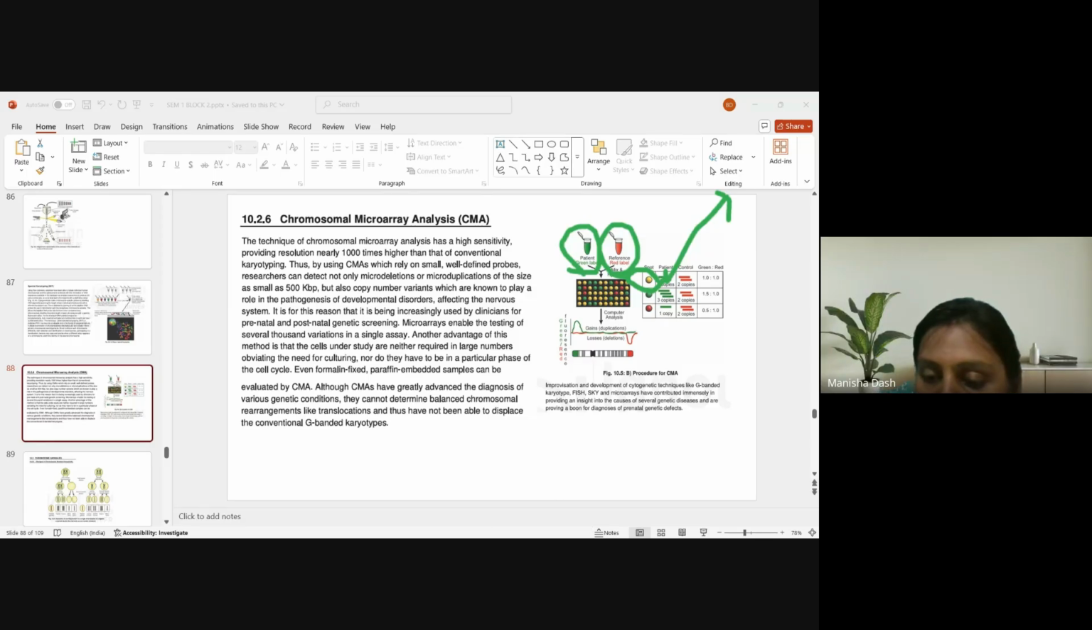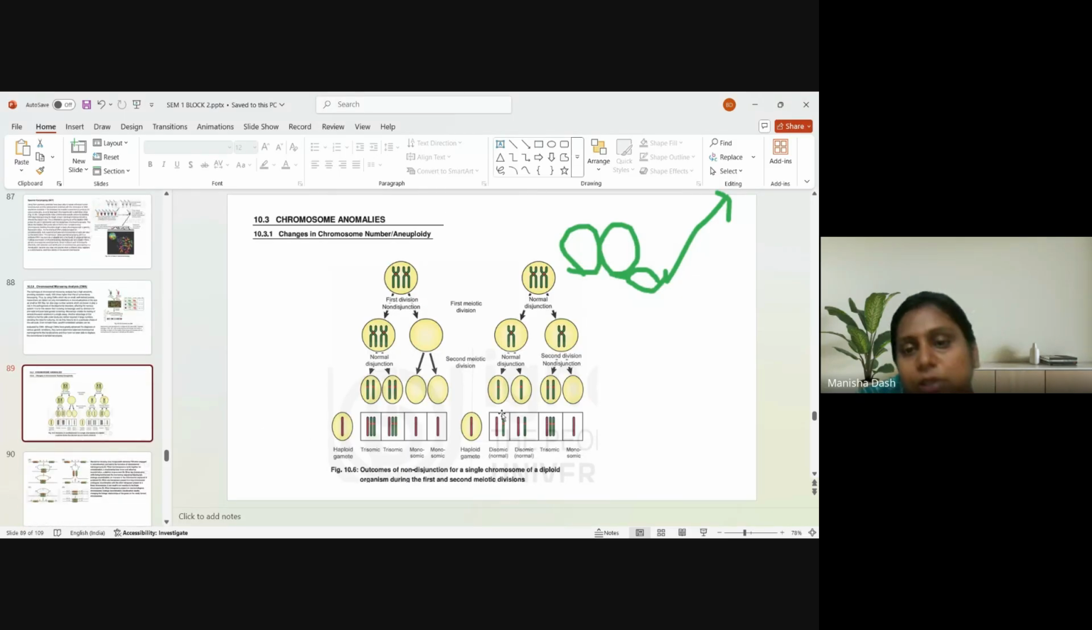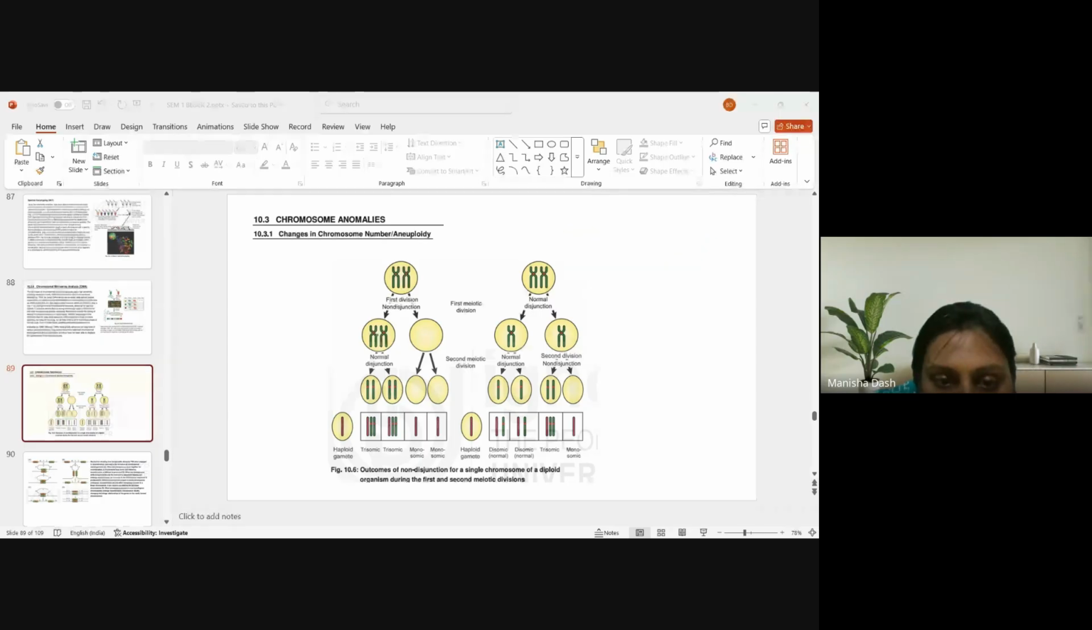Then comes the non-disjunction of the chromosome. Up to this we discussed the structural abnormality. Here comes the numerical abnormality. Numerical means that during meiosis, sometimes the chromosome segregation may be improper. That is what is called non-disjunction of the chromosome.